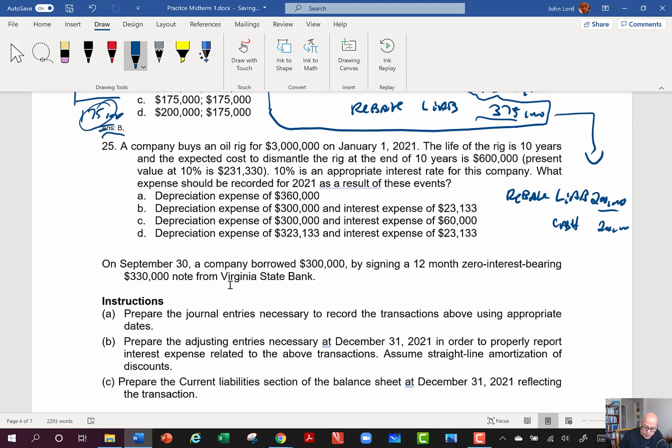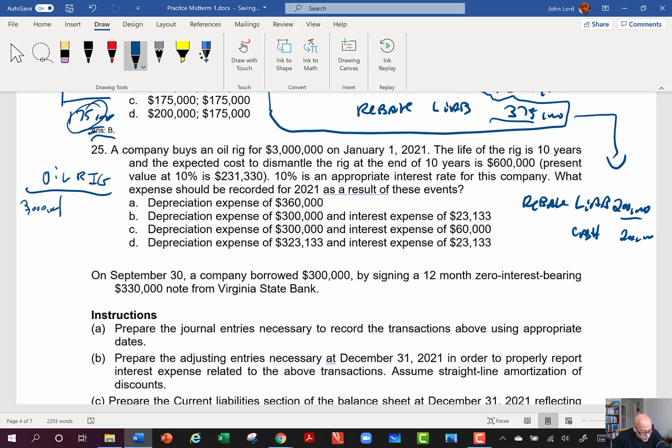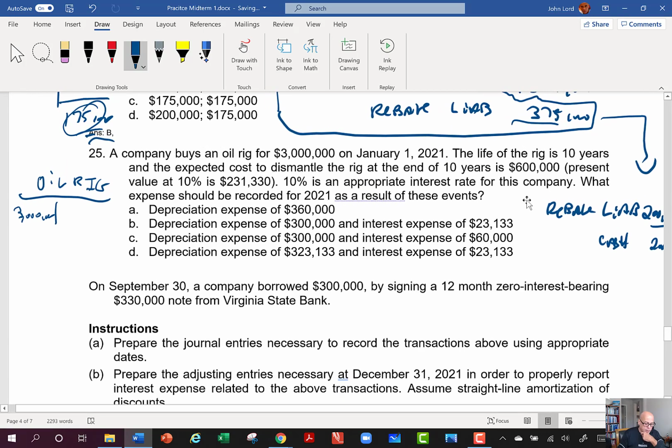Okay, so they're going to debit the asset oil rig for, what do they say? $3 million. Squeeze that in. Let's see if I can give myself a little more room. I don't know how much it's going to help, but they go ahead and they do that for $3 million. Okay, and they credit cash. I'm not going to show you cash here.